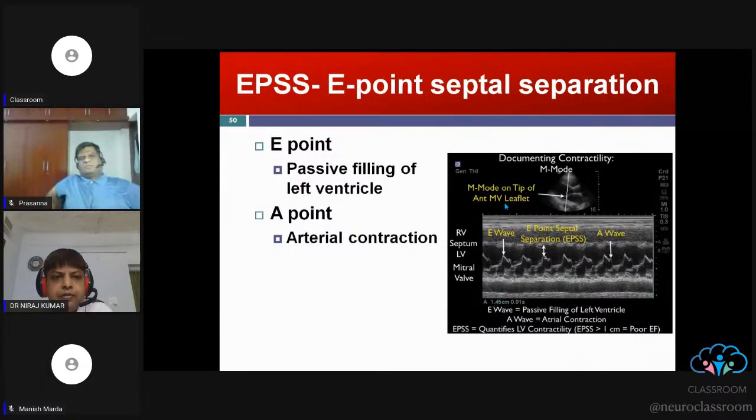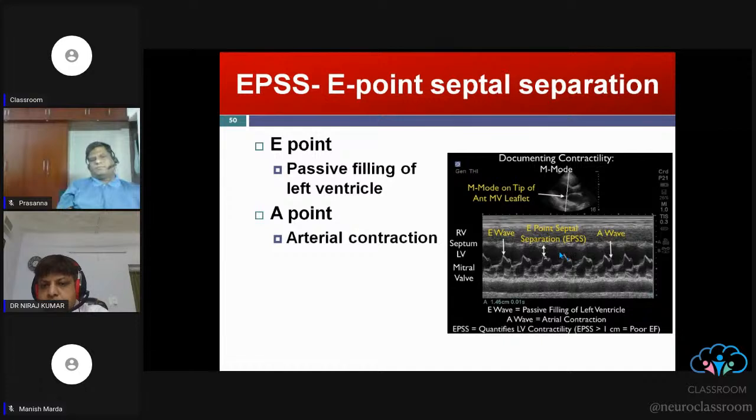This is called E-point septal separation. So now again we have to obtain the parasternal long axis view, and this is the mitral leaflet, the anterior cusp of the mitral leaflet. Then the M mode cursor should be placed just at the tip of the mitral leaflet, and you will obtain this picture. You can see this is the movement of the mitral leaflet. There is one peak that is called the E point, and there is another peak that is called the A point. This is E point, this is A point.